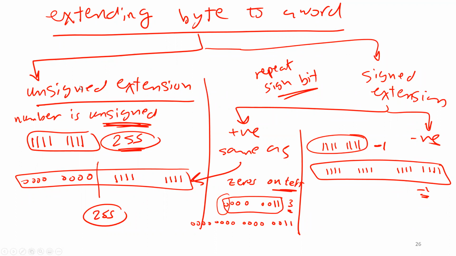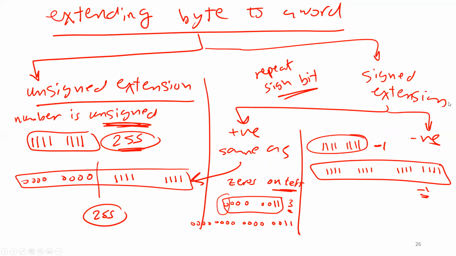Number one, if your number is unsigned, in order to extend this number, just put zeros here. Again, if your number is unsigned, for example, I have this number 11111111. This number is 255. It is stored in a byte. If I want to put the same number in a bigger space, in a word, I just put zeros here. Even if you put zeros, this number is still 255. I didn't change the number.